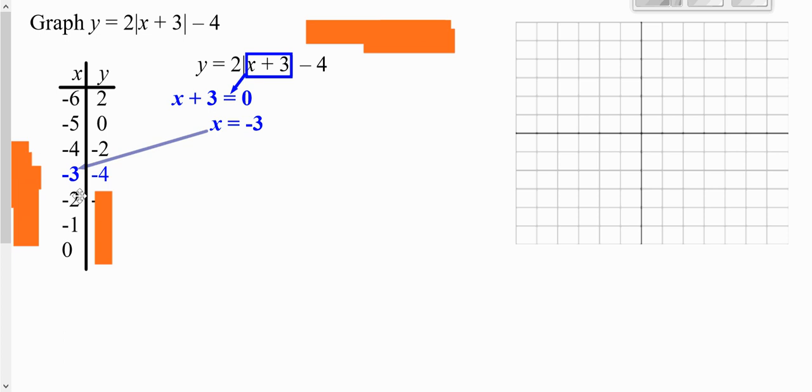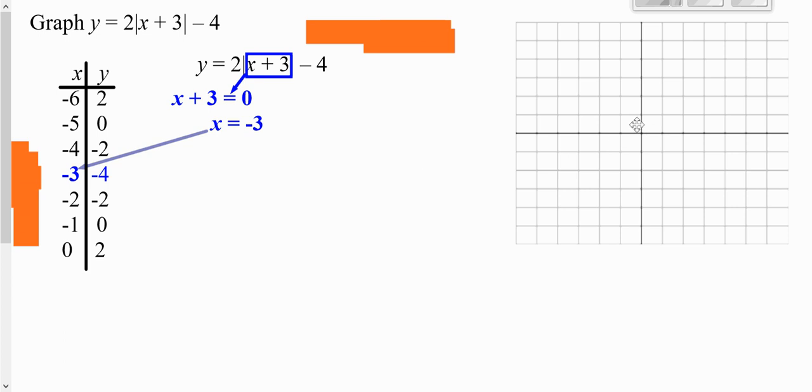And then we can plug in the other numbers on the other side. Negative 2 plus 3 is 1. Absolute value of 1 is 1, times our 2, minus our 4. Plug in negative 1. Negative 1 plus 3 is 2, times our 2 in front, minus 4. And then plug in our 0. 0 plus 3 is 3, times our 2 in front, minus 4. And then all we're going to do is plot those points.